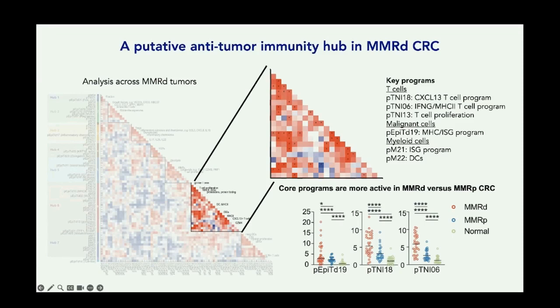So these programs are correlated to each other, meaning that they are going up or down together as you go from patient to patient across the 60 or so patients. And these programs also tend to be higher in mismatch repair deficient patients compared to proficient patients. And you can see that healthy or normal adjacent tissue really doesn't have these programs at all. Mismatch repair proficient only occasionally has them, and most of the mismatch repair deficient patient tumors have these programs.